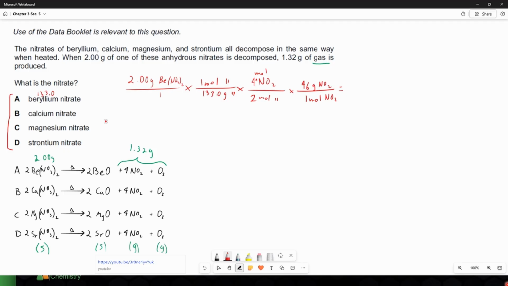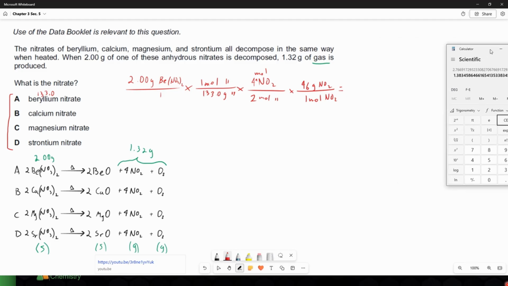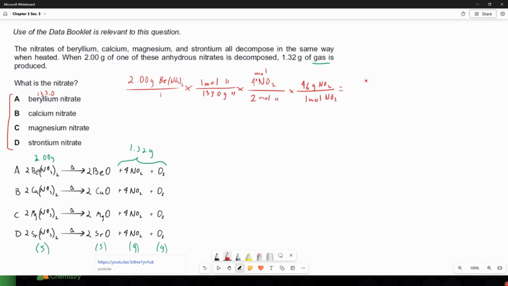So that's 2 divided by 133 times 4 divided by 2 times 46. Again, that's 2 times 4 times 46 divided by 133 divided by 2. That gives us 1.38 grams. So that's 1.38 grams of NO2. Now, what we would need to do in order to figure out how much this is combined with oxygen is that we need to do the exact same thing.